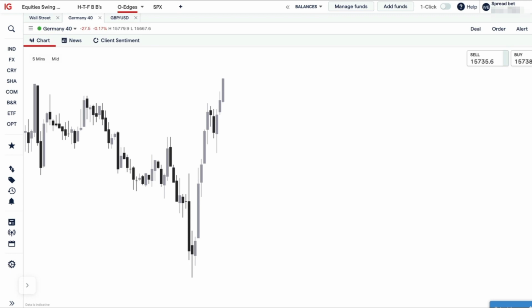Easy as that, guys. So again, no indicators, no analysis, no reading the charts. Come in, follow the rules, walk away. That is how easy trading using a mechanical edge is.